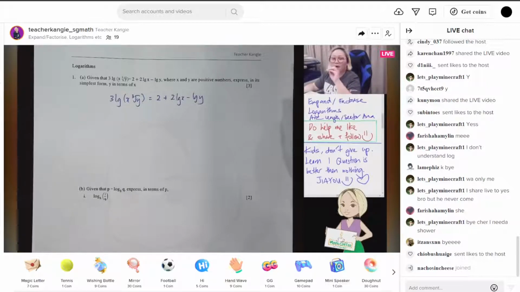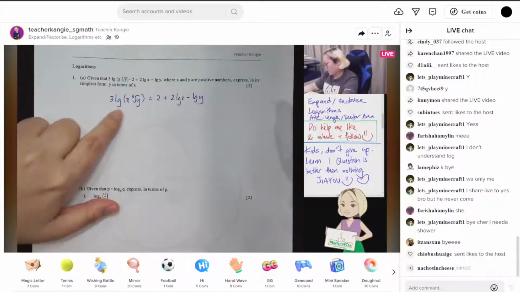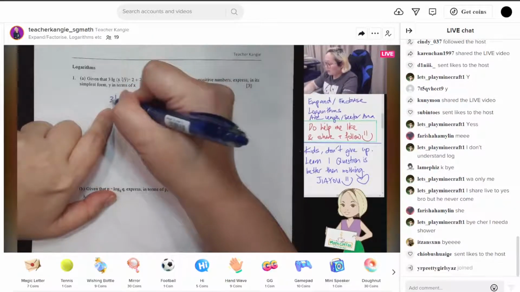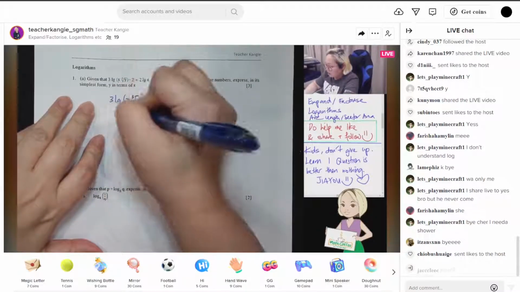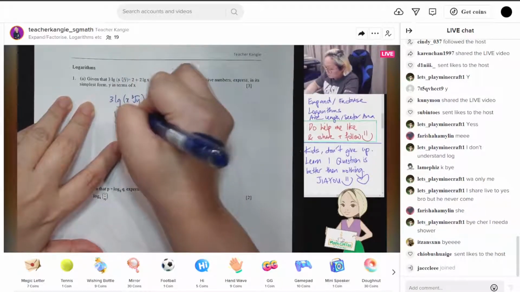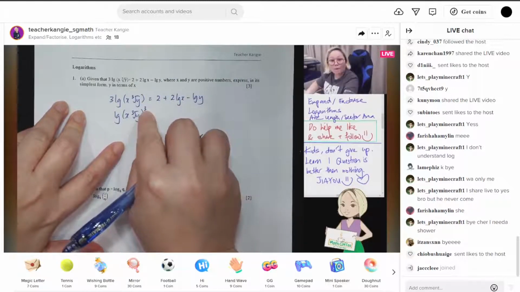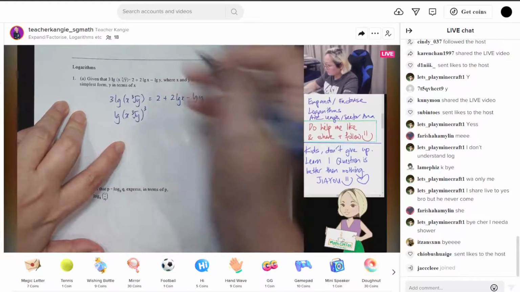Actually a lot of times it's just making a single logarithm. So let's take a look. Power law tells me that the 3, I can bring it up. So it becomes log x cube root y and then the 3 brought up becomes the power. That's called power law.